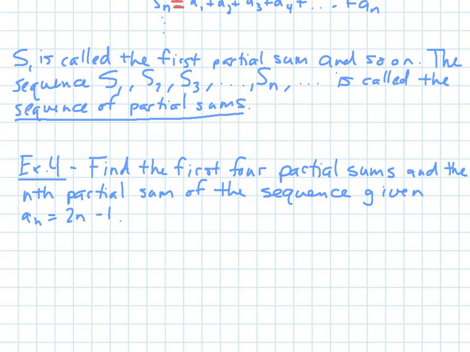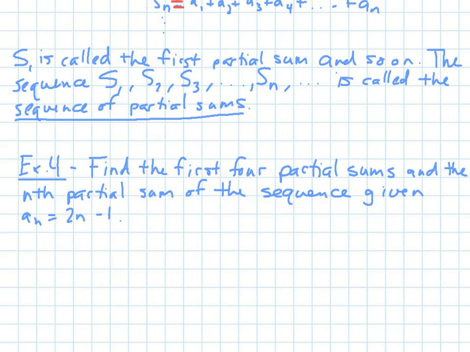So find the first 4 partial sums and the nth partial sum of the sequence given a sub n equals 2n minus 1. So here we need to not only find the first regular terms of the sequence, we need to find the first 4 partial sums, and then from the first 4 partial sums we need to identify what formula or equation you could write to match what's happening with your partial sum. So it has its own pattern.